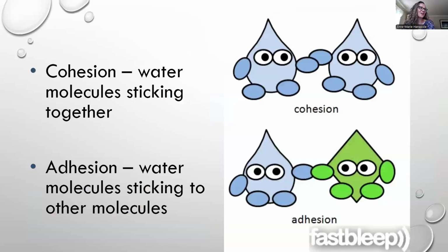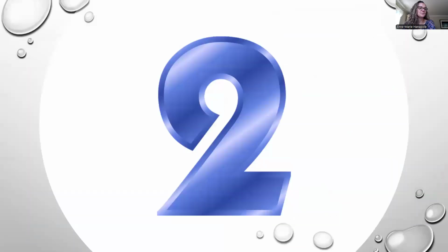So to sum that up real quick, cohesion is water molecules sticking to other water molecules, to each other, and adhesion is water molecules sticking to other molecules.